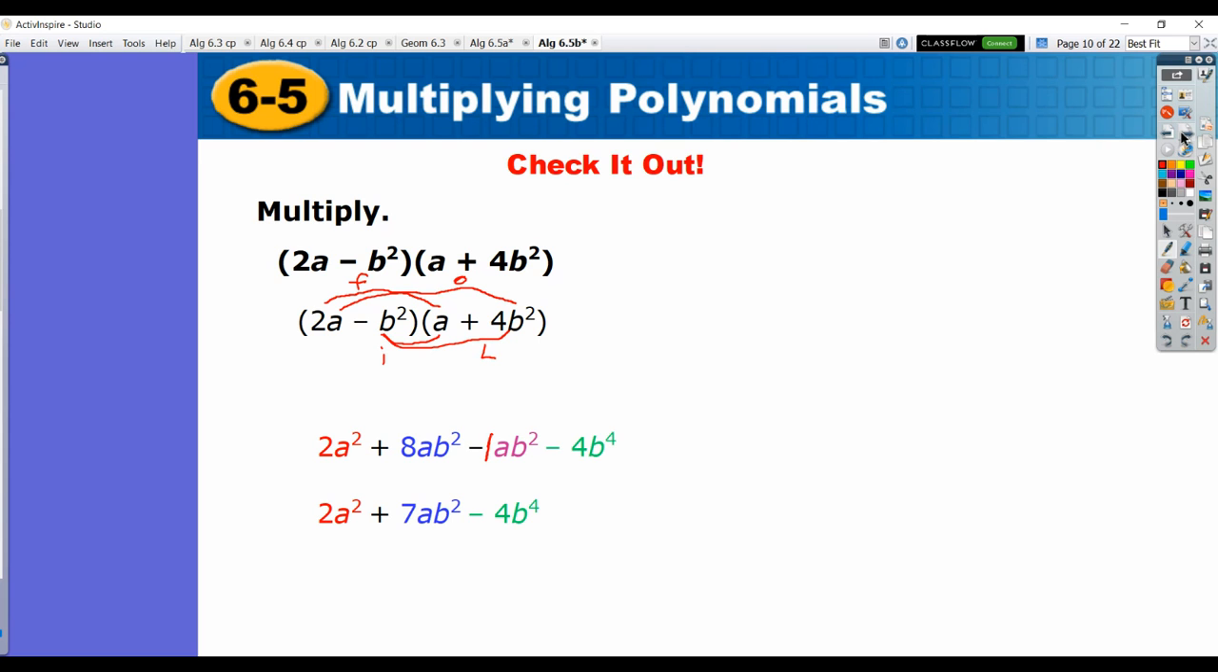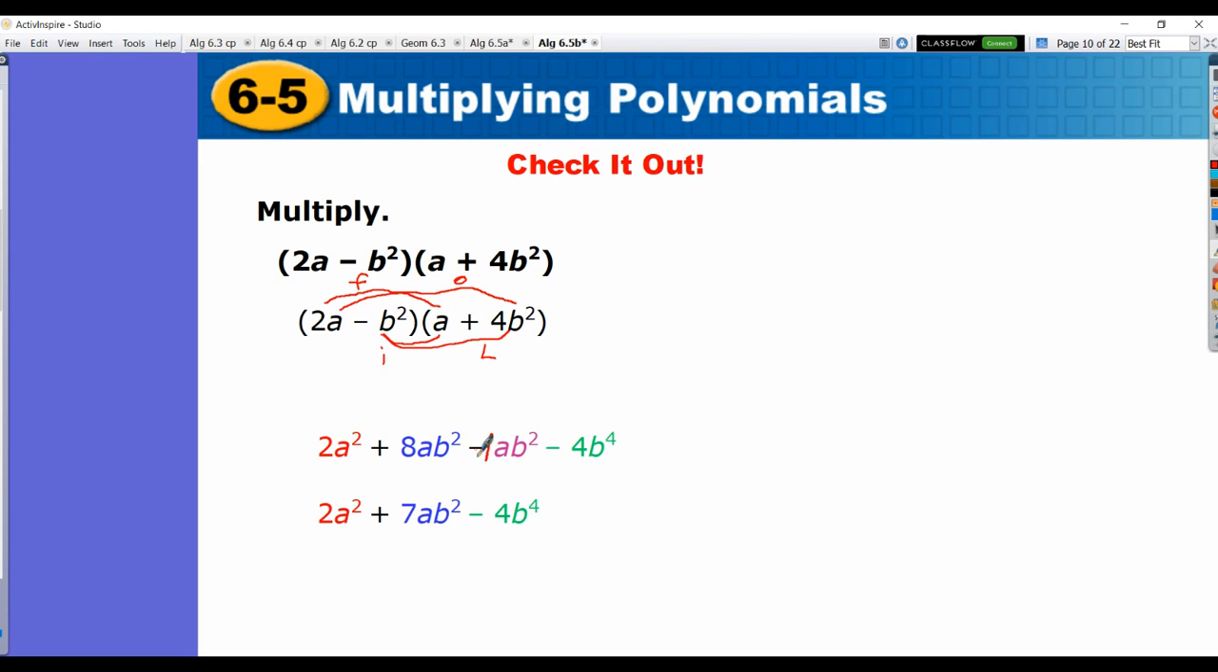All right, so here we have our FOIL method that we did. We got our first, our outside, our inside, our last. Now we're going to go through and multiply everything. Our first got us 2a to the 2 because we had two a's that we multiplied to get a squared. Our outside got us 8ab to the 2. All right, there's our a, and here was our b squared. Our 2 and 4 got us the 8.